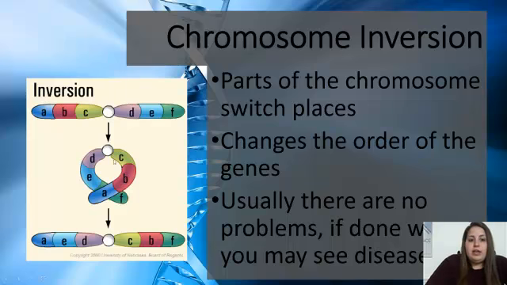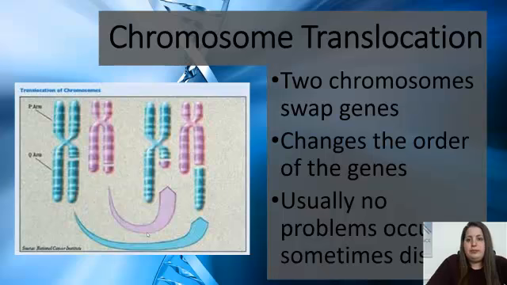But if we were to invert the chromosome and they were to all switch places, you may end up with A, E, D, C, B, F. Usually there's no problems with this because you still have all of the same genes, they're just in a different order. They're still on the same chromosome, so hopefully you won't have any problems. The problems are if this inversion doesn't go well, and you end up cutting one of your genes in half, and half of it goes to one side, and the other half stays on the original side.